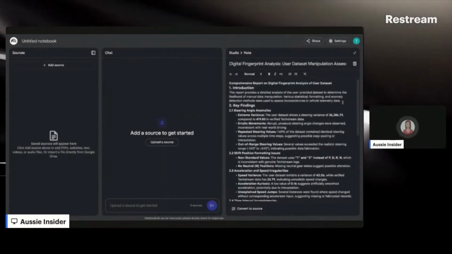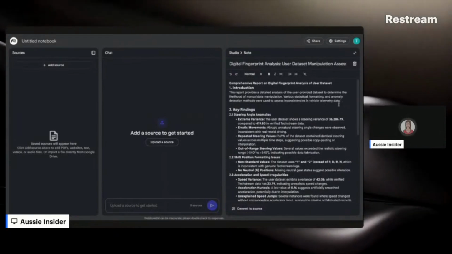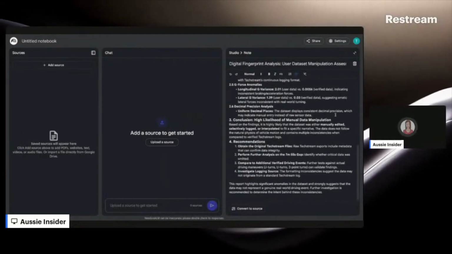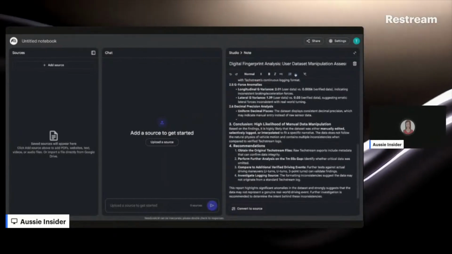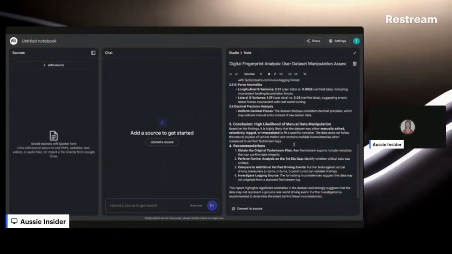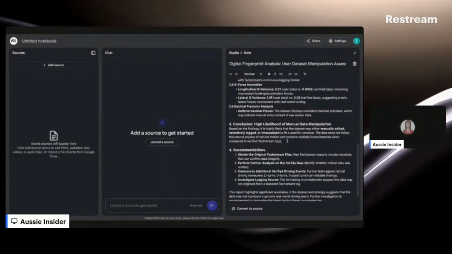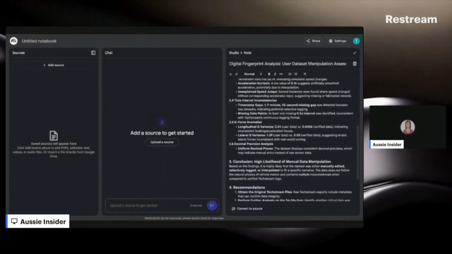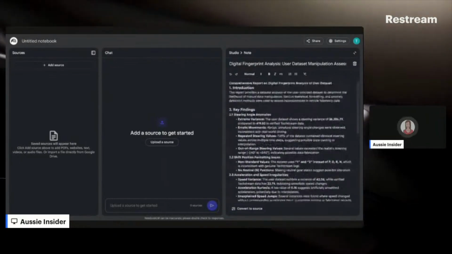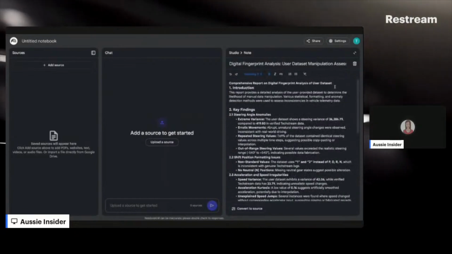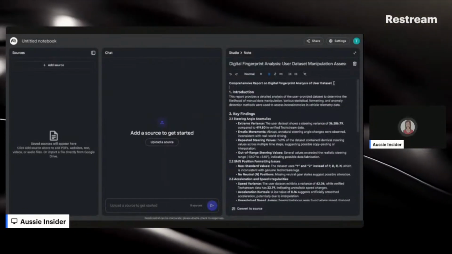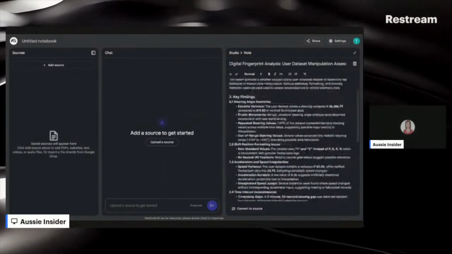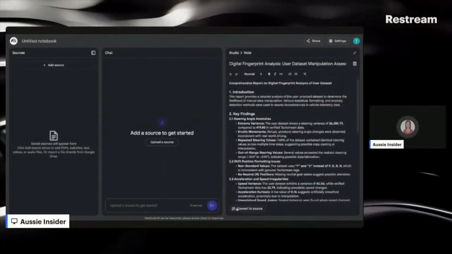Okay, still a little bit of formatting. Stick a little paragraph here, a little paragraph there. All right. There we go. There's our report. Now, from here, what I do is I turn this into a source.